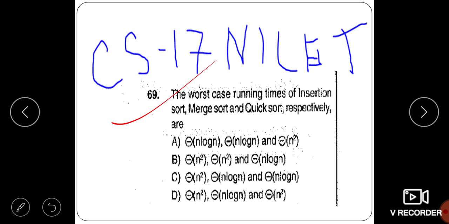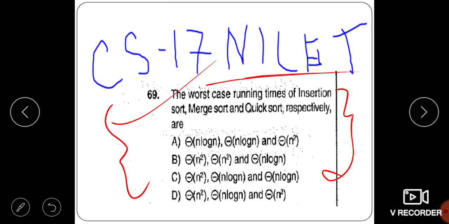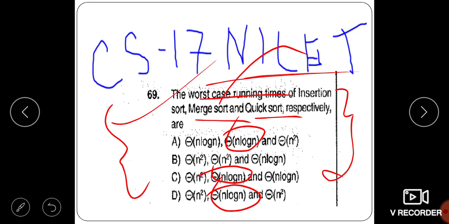Now this question was asked in the same NIELIT exam. Here I took a screenshot of the original question paper. The worst case running time of insertion sort, merge sort and quick sort. We all know that merge sort's time complexity is O(n log n). So here it is O(n log n), and here it is O(n log n), and here it is O(n log n). Now next is quick sort.